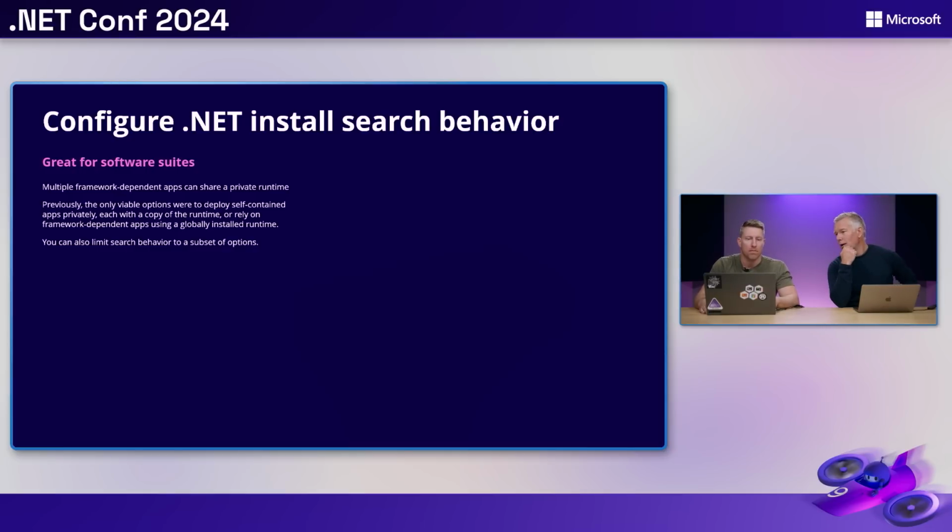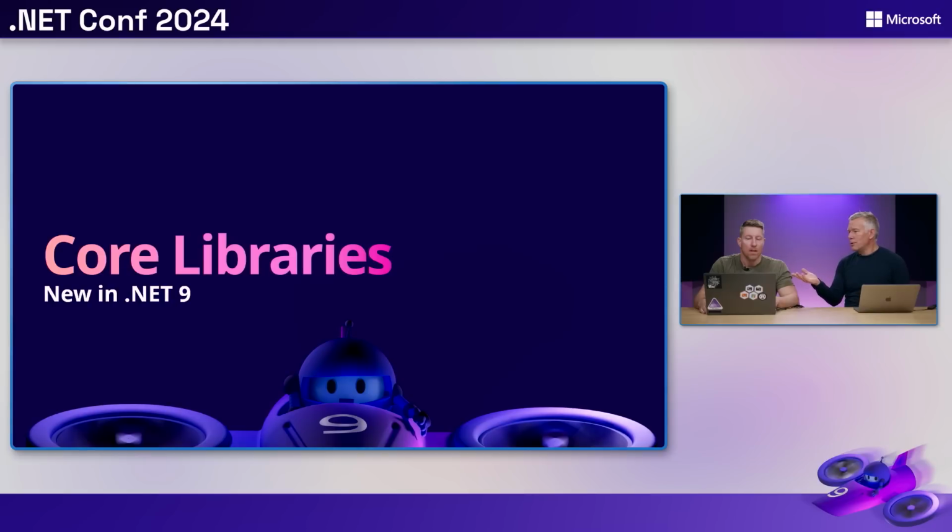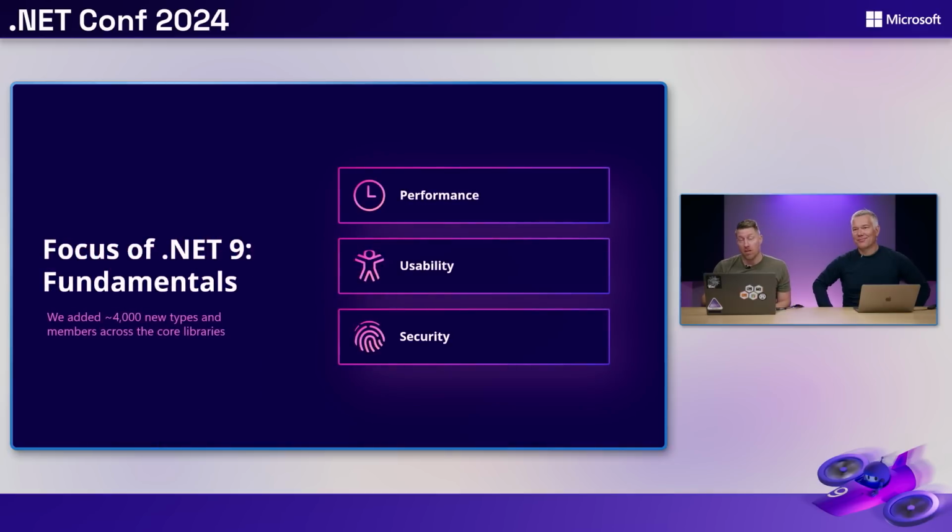Okay, I think we're going to go over to libraries. That's your area. So now we go to the meaty portion, the core libraries. The focus for .NET 9 has been the holy trinity of fundamentals, as I call it: performance, usability, and security. We've done about 4,000 types and members across the core libraries. Core libraries is basically everything with System or Microsoft.Extensions. So it doesn't include WPF, WinForms, ASP.NET, all the app-specific frameworks. This is all the foundational pieces that I'm talking about here.